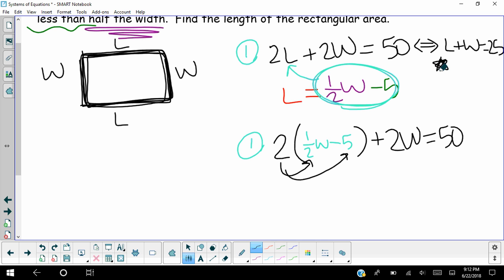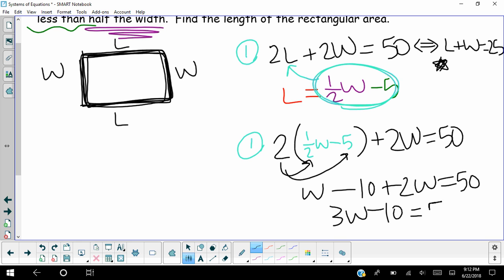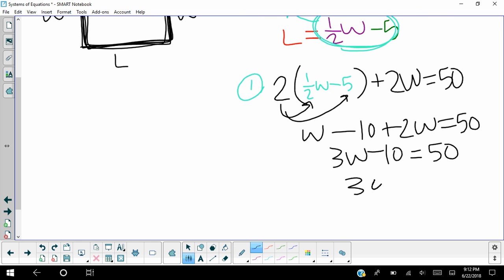So 2 times 1/2 is 1, so 1W, and then don't forget to distribute to the -5 as well, minus 10 plus 2W equals 50. So 3W, combining like terms on the left, minus 10 equals 50. Add 10 to both sides. 3W is 60, divide both sides by 3, W is 20.